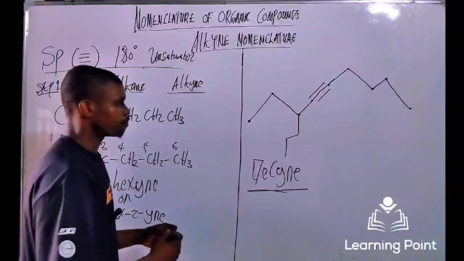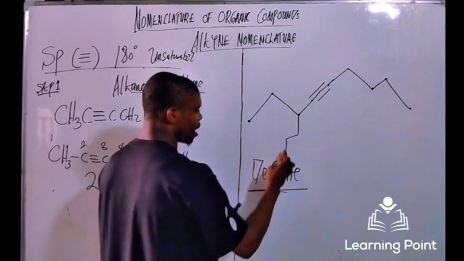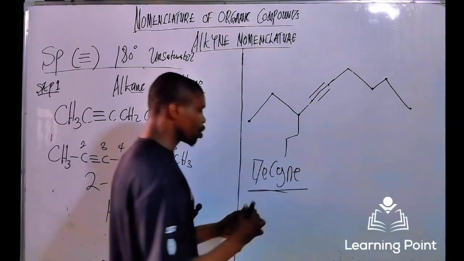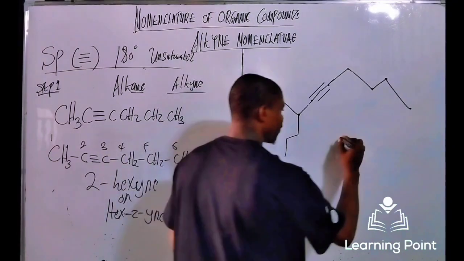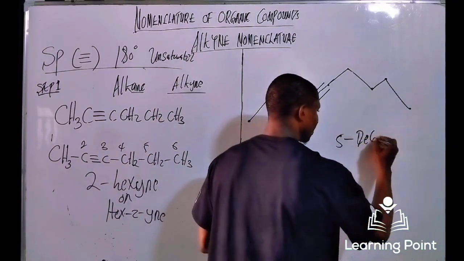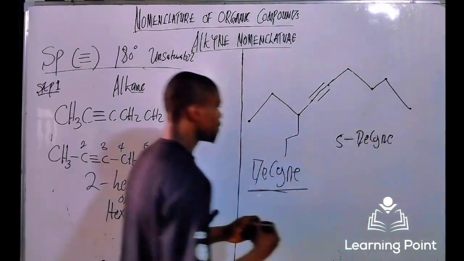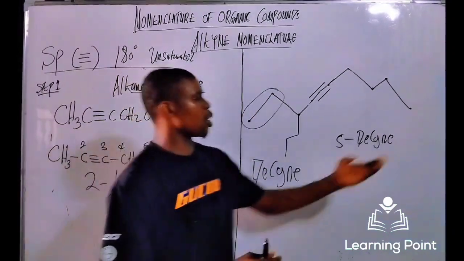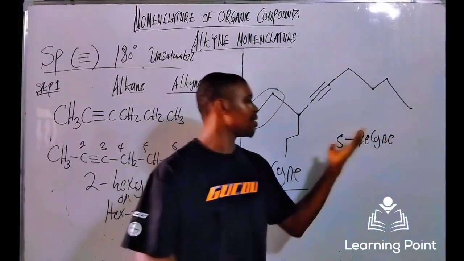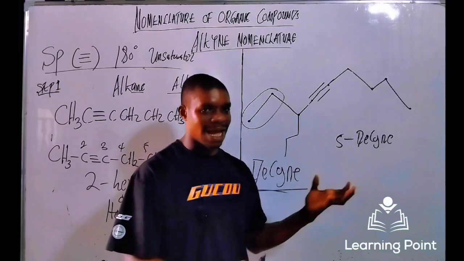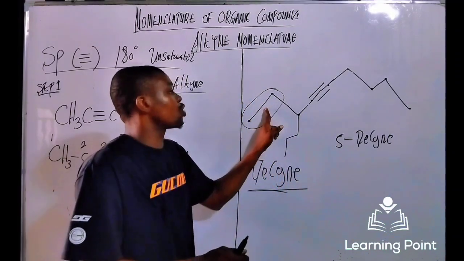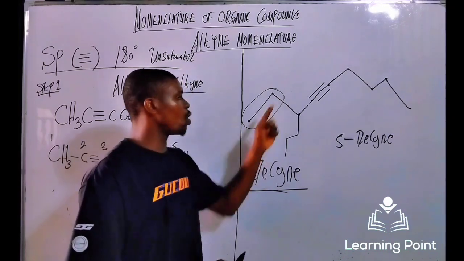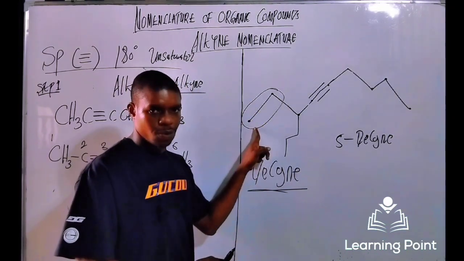So look at something here. When I start from here, 1, 2, 3, 4, 5. When I start from here, 1, 2, 3, 4, 5. So it's going to be 5-decyne either way. Do you understand? Now here we have a substituent. Because numbering from both sides gave me 5-decyne, I'm not going to consider the substituents. So the numbering is going to favor the one that gives the substituent the lowest possible number.